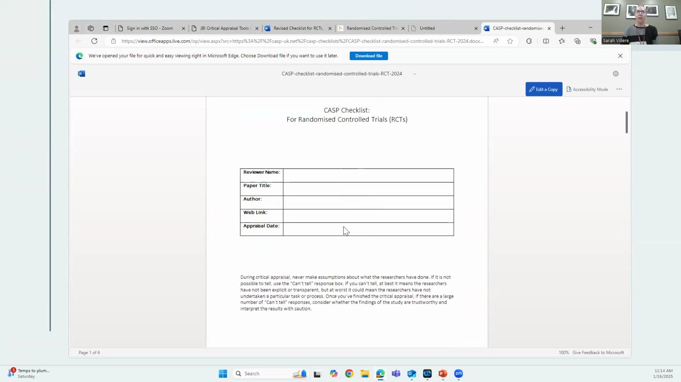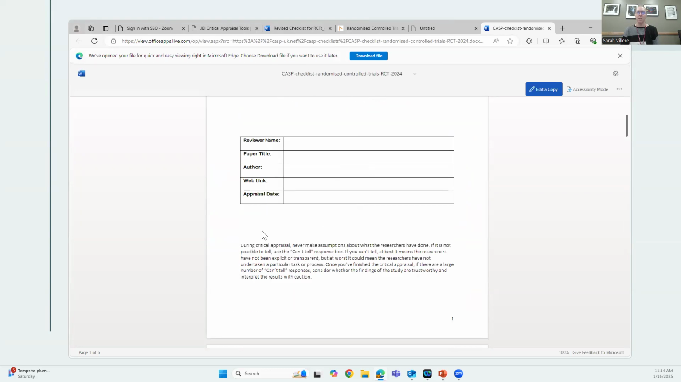The first thing that I want to point out here, I'm actually going to read this note here. It says, during critical appraisal, never make assumptions about what the researchers have done. If it's not possible to tell, use the can't tell response box. If you can't tell, at best, it means the researchers have not been explicit or transparent. But at worst, it could mean the researchers have not undertaken a particular task or process. Once you finish the critical appraisal, if there are a large number of can't tell responses, consider whether the findings of the study are trustworthy and interpret the results with caution.